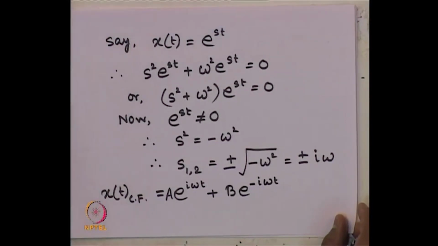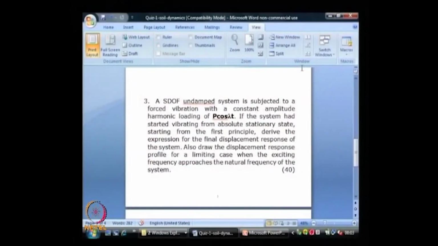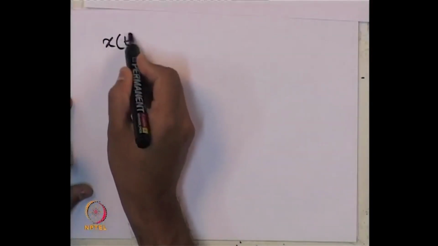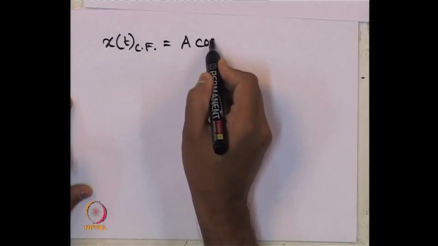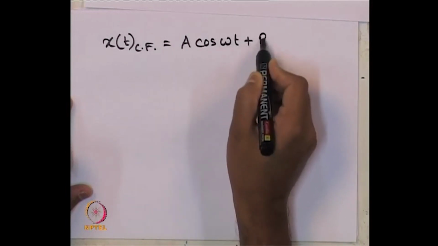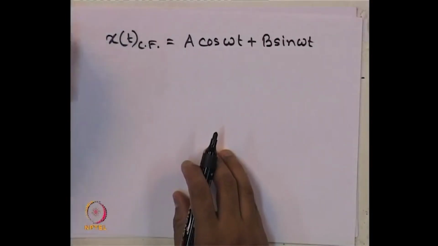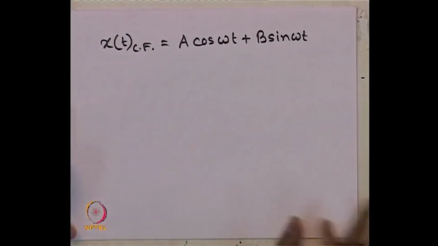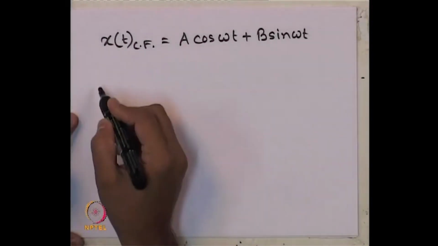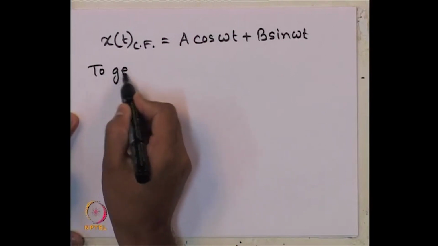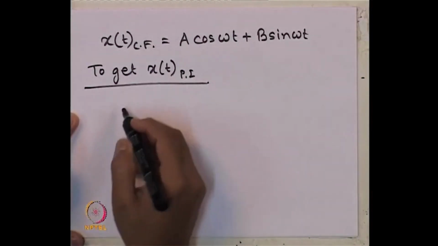So, this equation, as you know, we have done earlier also in the class. The solution can be expressed as a cosine of omega t plus b sine of omega t. The same thing we can express. Now, these constants we have to obtain later on, because we have another part of the solution, that is particular integral.